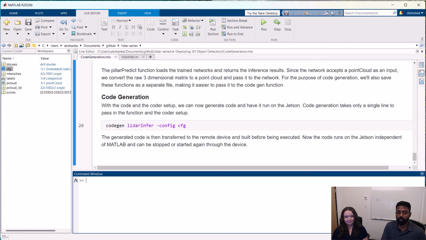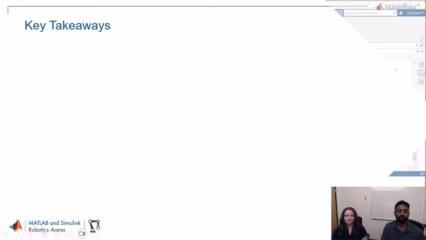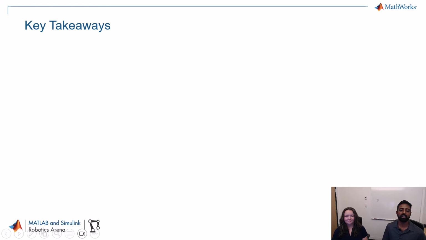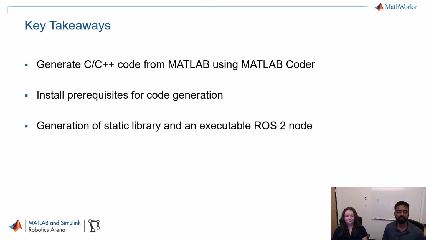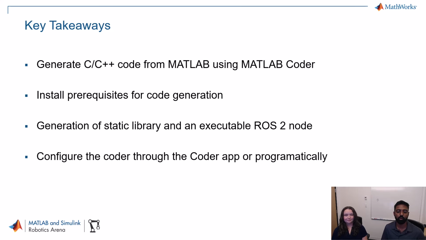This is how you generate code from your trained detector. So whether you've got an existing project that you're trying to incorporate your neural network in, or you're trying to deploy to a specific hardware, you've got 2 different options to deploy your network. To recap, in this video we saw how to generate C or C++ code from your MATLAB script using the MATLAB Coder. We started by ensuring all the prerequisites are met, and then we went on to generate a static library and a ROS2 node. We also saw that you can set up the coder through the app or programmatically.